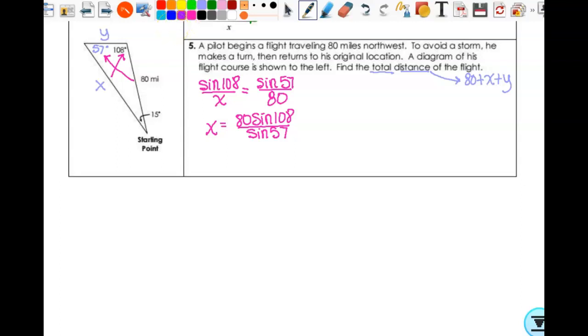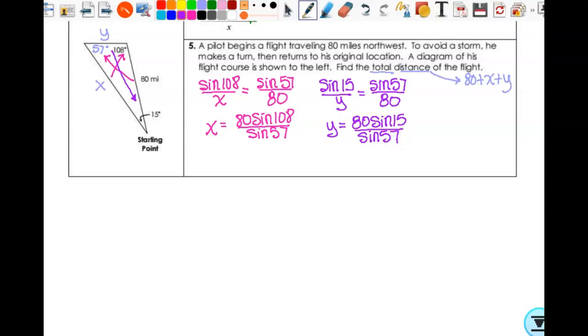I move on to y. Okay, so then y is across from 15. So I have the sine of 15 over y equals, and then I use the same second fraction because my only other option is using this one, and that would be a mess. So we're going to use that again. Equals the sine of 57 over 80. That means y equals 80 times the sine of 15 over the sine of 57.